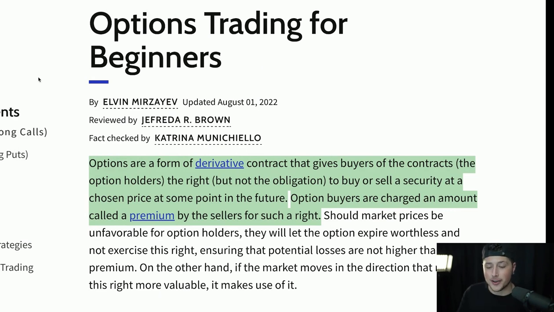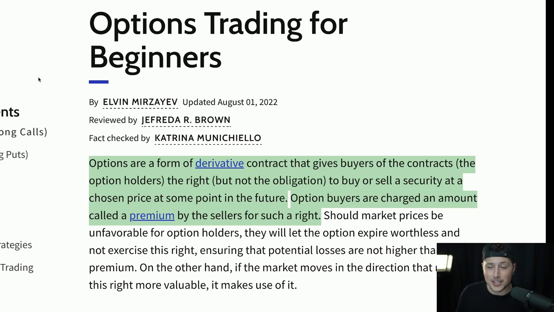And part one here is going to be option trading for beginners. So what are call options? What are put options? And what on earth is an option, right? So let's get into it. A couple basic definitions here. An option is basically a form of derivative contract that gives the buyer of the contract, the option holder, the right but not the obligation to buy or sell a security at a chosen price at some point in the future. Option buyers are charged an amount called a premium by the sellers for such a right.